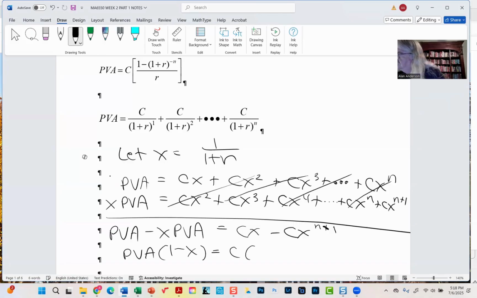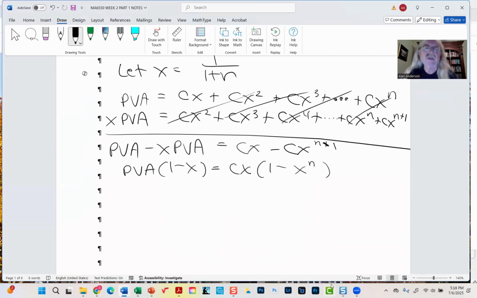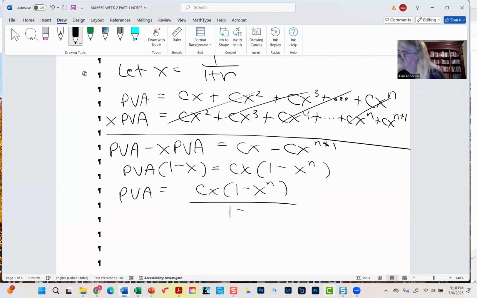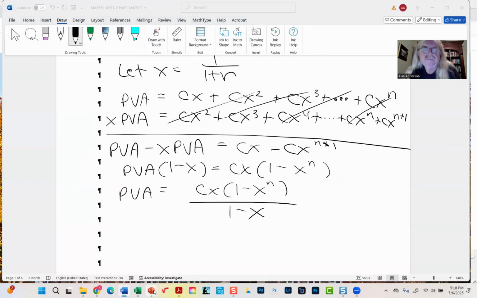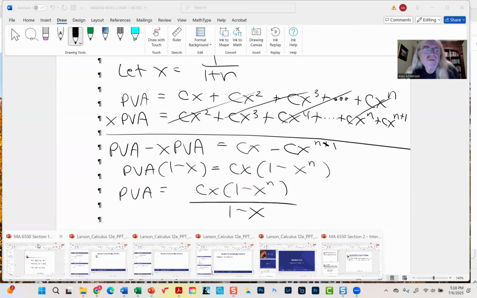Actually, this is CX. Now we can divide both sides by 1 minus X. All right, so what does that get us? Well, now we're going to make some more substitutions.